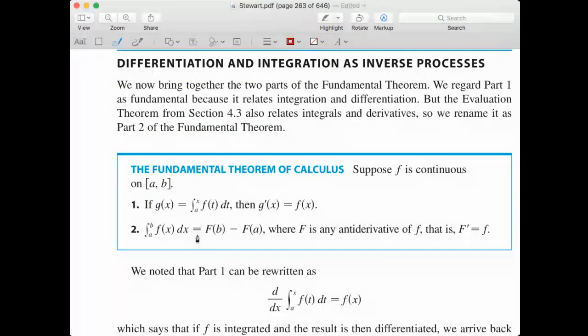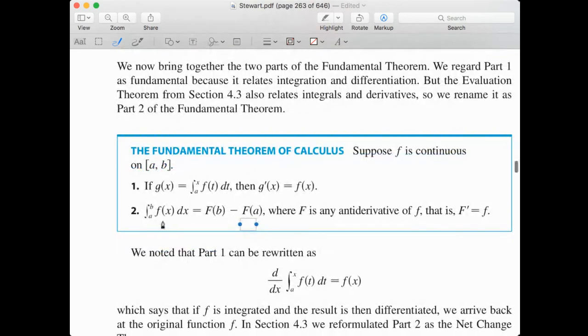So the first part of the fundamental theorem of calculus plus the evaluation theorem now becomes the second part of the fundamental theorem of calculus. So the condition is f is continuous on the closed interval from a to b. If g of x equals the integral from a, the lower limit, to x, the upper limit, of f(t) dt, then the derivative equals the integrand with the variable substituted.